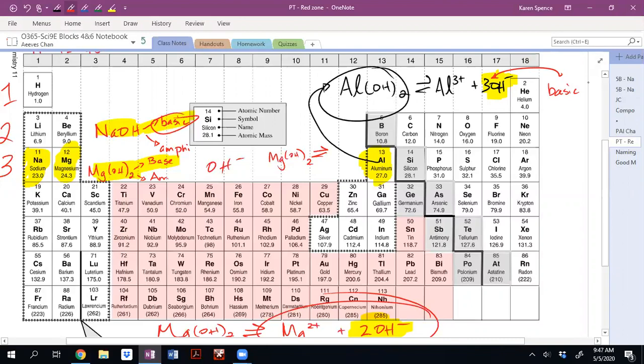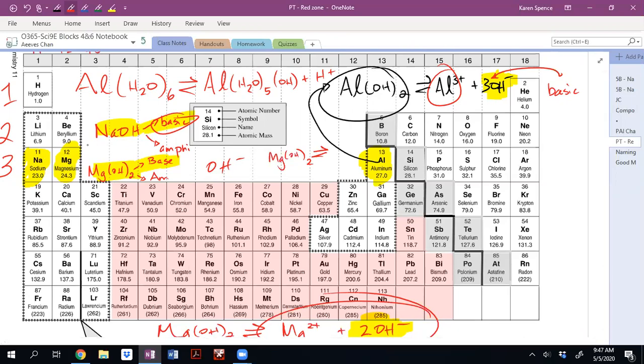The aluminum can grab 6 waters, and by grabbing 6 waters, it can then lose one of those protons from water, and then we'll end up with only 5 waters. This is, of course, on your data booklet. And then there will be an H+ floating around. So we're going to get hydrolysis. I left out the hydrolysis because I ran out of room on this periodic table, but that's why that one is amphiprotic.